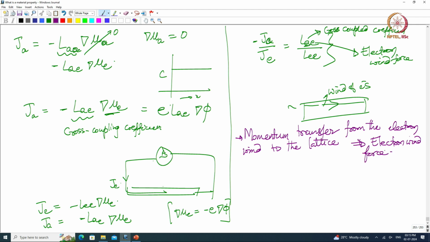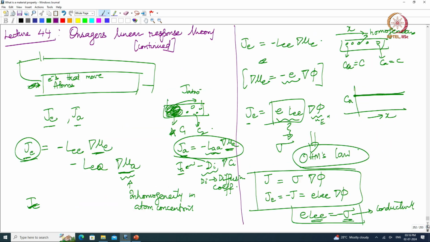It is as if just by applying JE, the electron wind gives me a force that is actually transporting my atoms. So, this LAE describes how much that force is. LAE by LEE is actually equal to JA by JE, so there is no minus here. I know what JE is. So, let us just not worry too much about J.